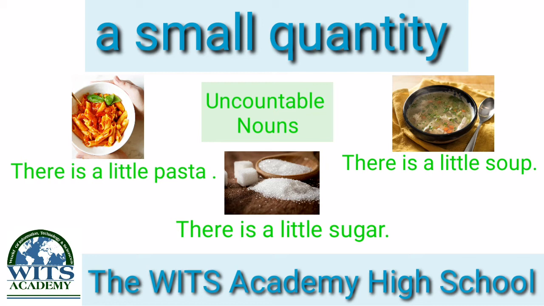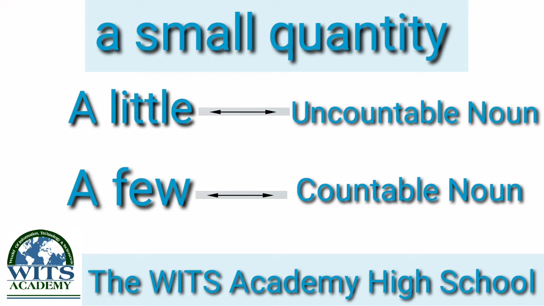Students, when we have uncountable nouns, we must only use a little, or you can simply say that a little is used to describe a small quantity of uncountable nouns. Students, look, a little and a few both are used to describe a small quantity of nouns, but when we use countable nouns, we use a few, and when we use uncountable nouns, at that place we use a little. Okay, students? I hope that the use of a little and a few is clear to you all.